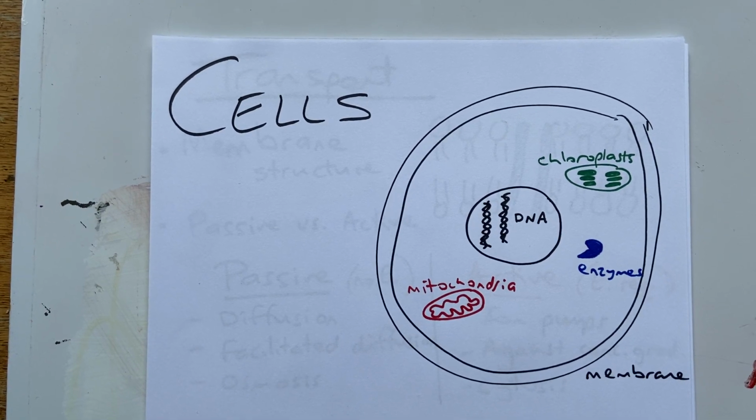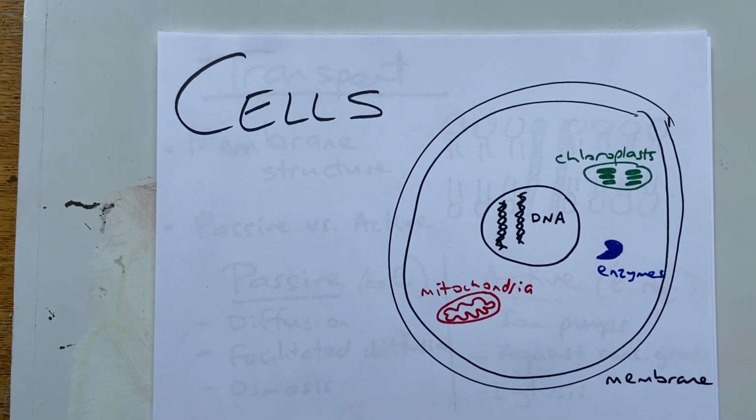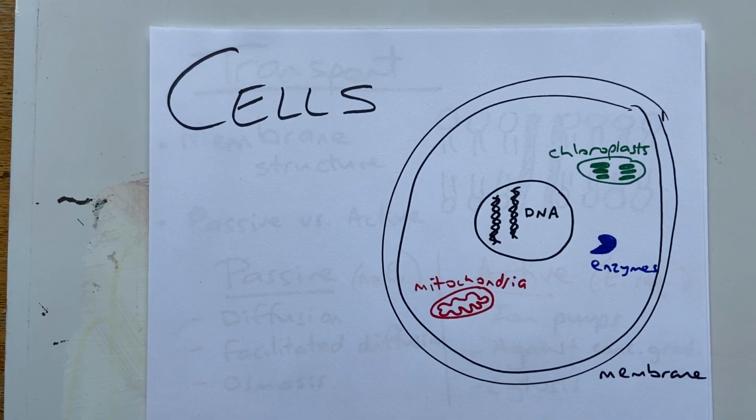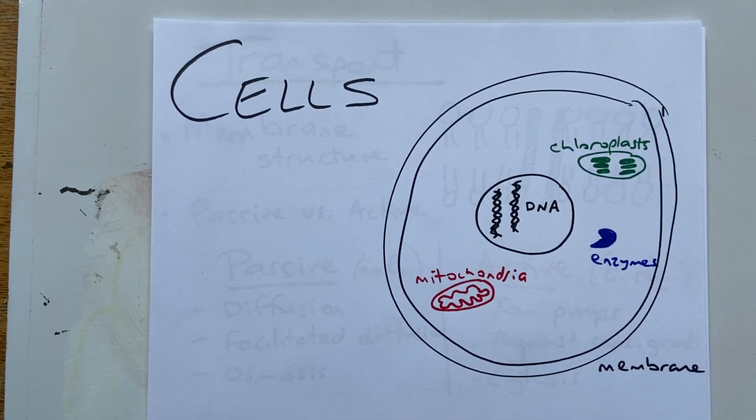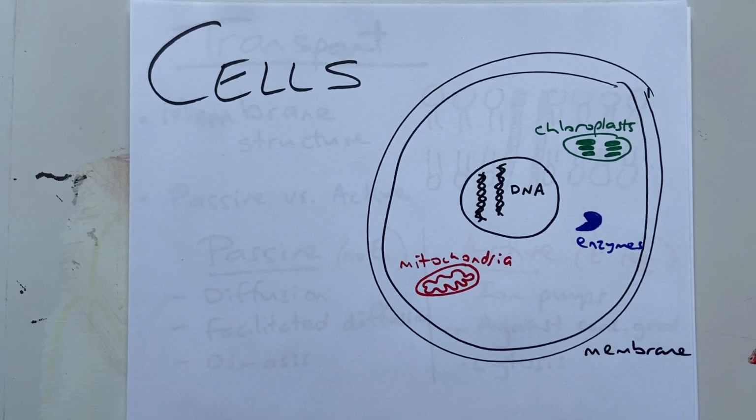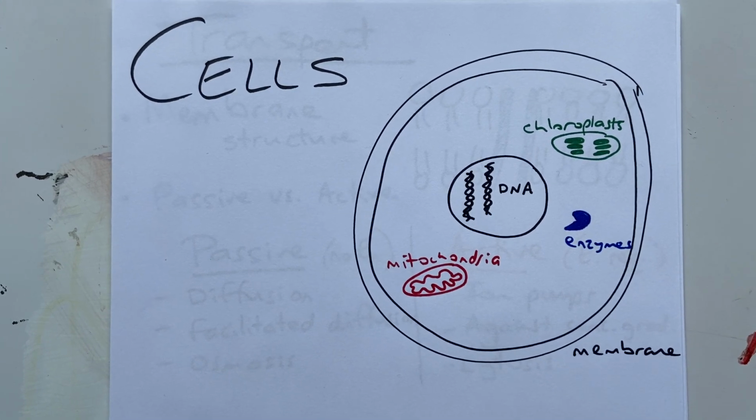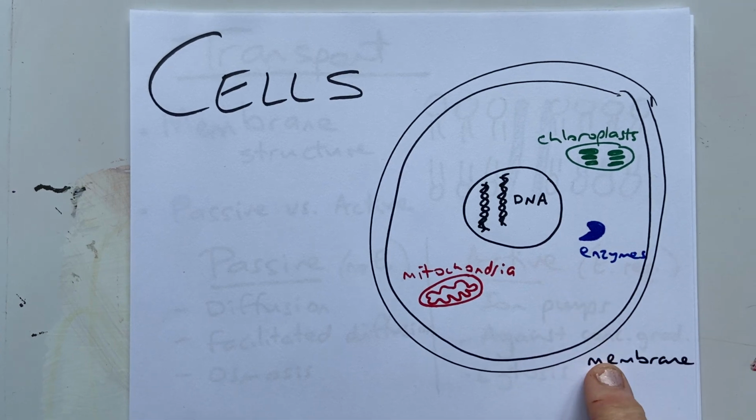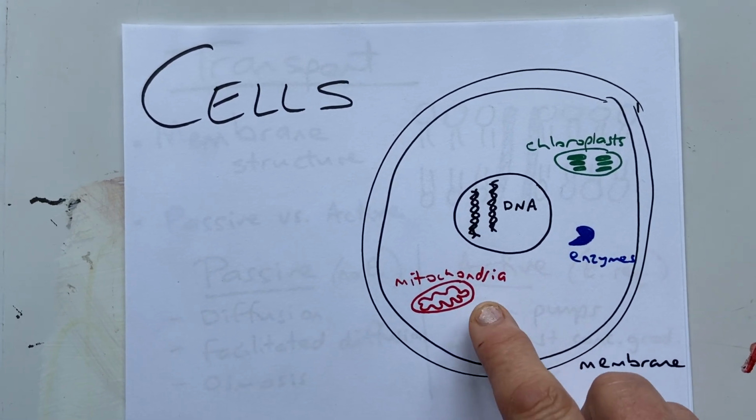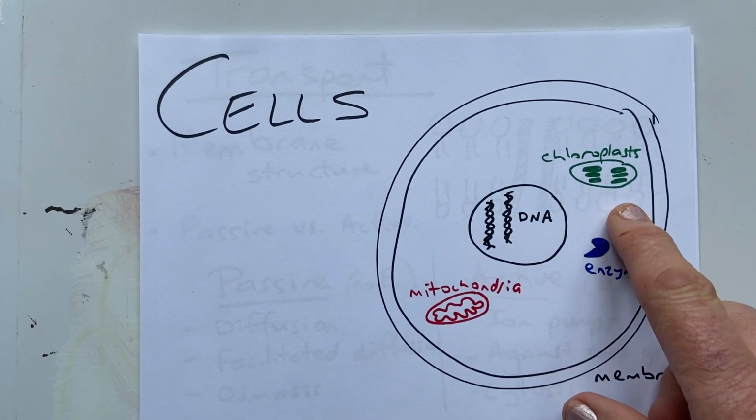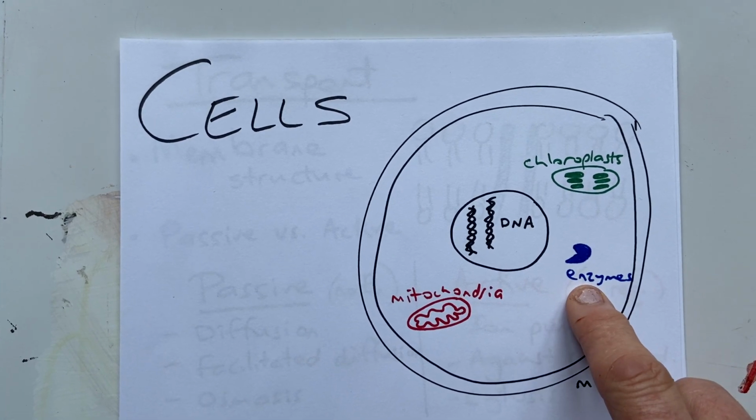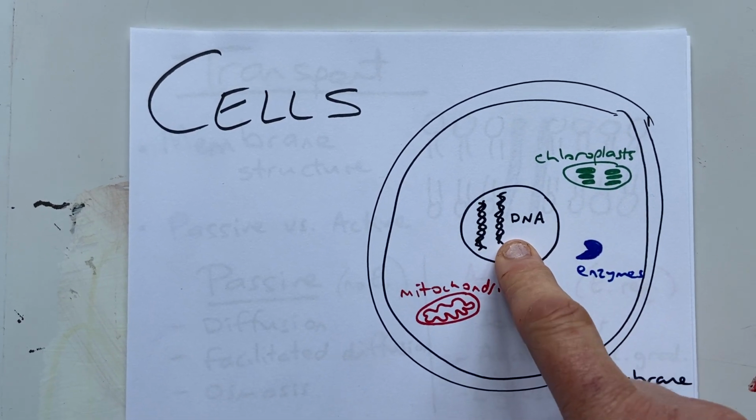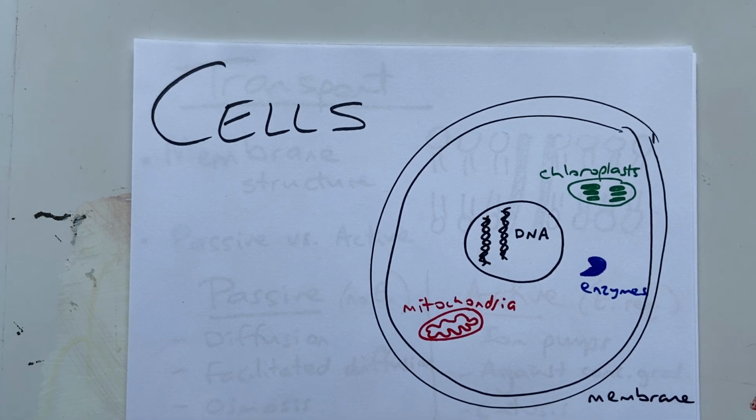Kia ora everyone. This is my overview of the cells topic, life processes at the cellular level. To start with, you do need to know the structure of some things in the cells. There's lots of organelles, but the ones you need to know about are the membrane, the structure of mitochondria, chloroplasts, a bit about enzymes and DNA structure.